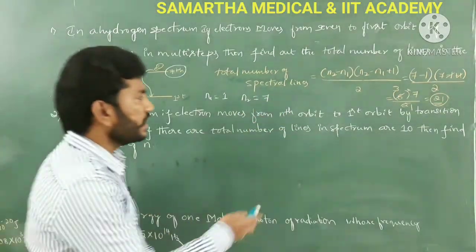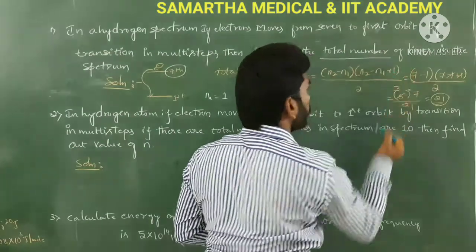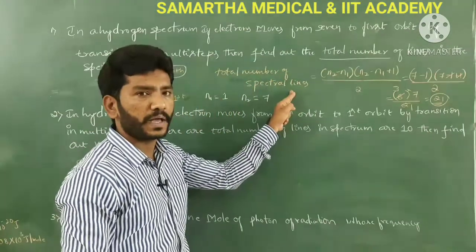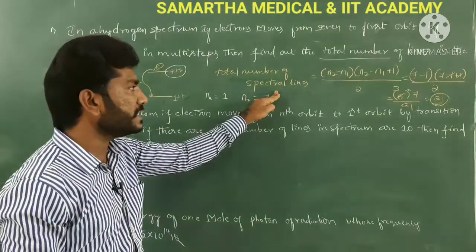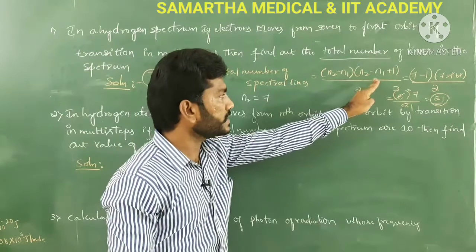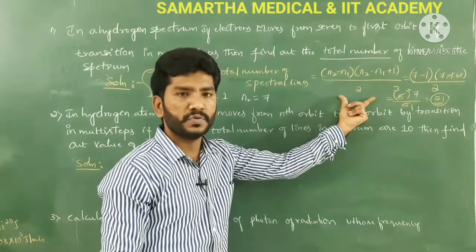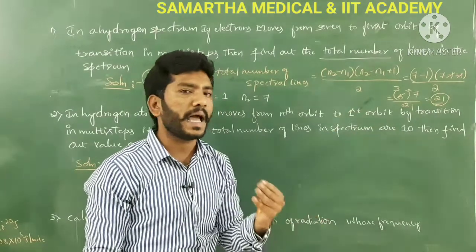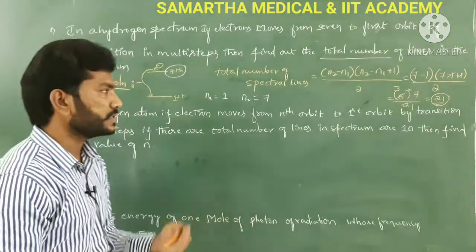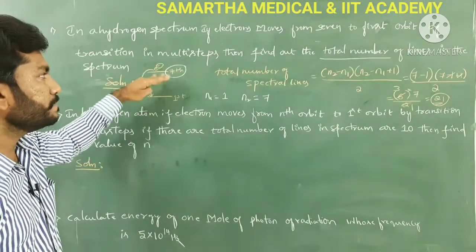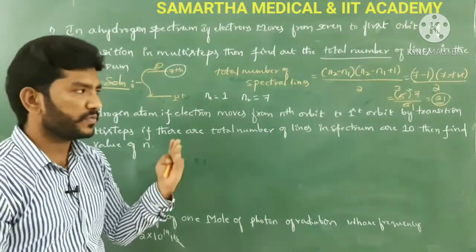Whenever they ask for the total number of lines, we have a formula, this particular formula, guys. The total number of spectral lines will be equal to (n2 minus n1) into (n2 minus n1 plus 1) divided by 2. We have to use this formula, thereby we are going to get the actual answer for such kinds of questions. So this is all about the simplification of the first numerical.